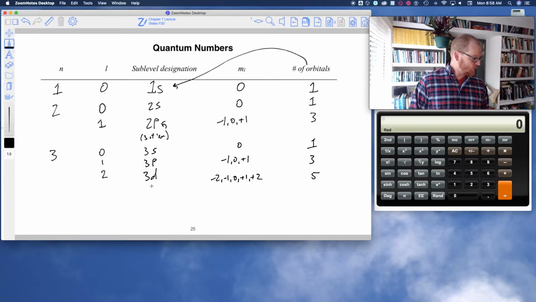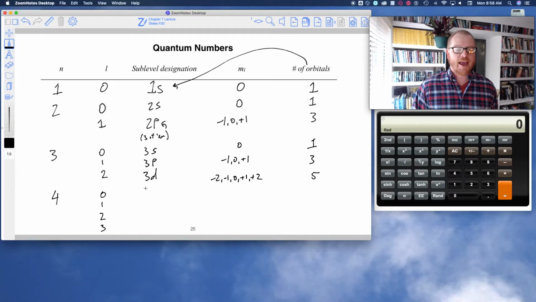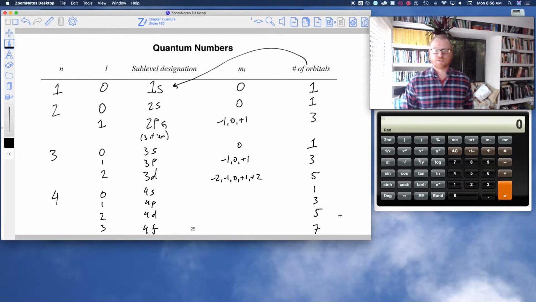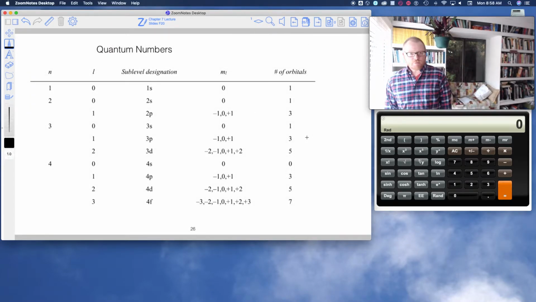Okay? And so the last one I'm going to do on this example, when n is equal to 4, we can have 0, 1, 2, and 3. And as you might have guessed, that's going to be 4s, 4p, 4d, and finally 4f. Okay? And I'm not going to write all the ml numbers, but it's the same pattern, right? There's 1 4s orbital. There's 3 4p orbitals. There's 5 4d orbitals. And there's 7 4f orbitals. So I've got all of that summarized right here.